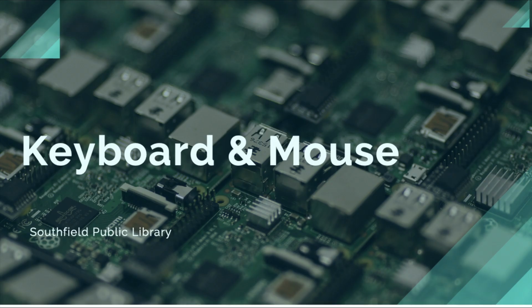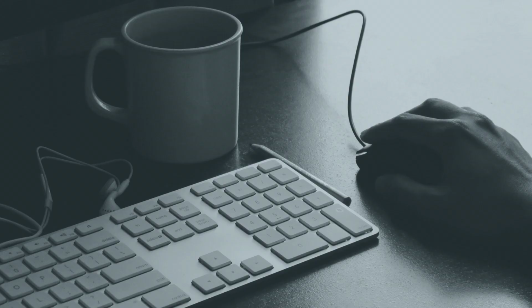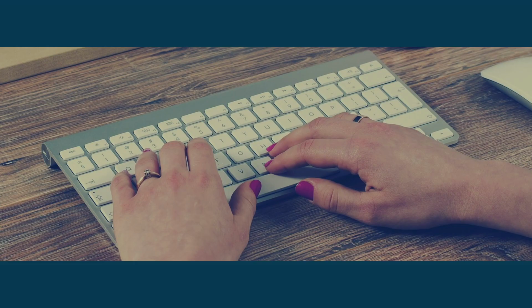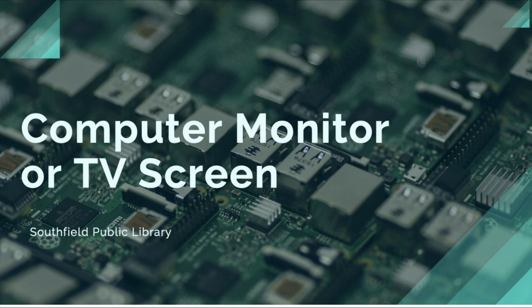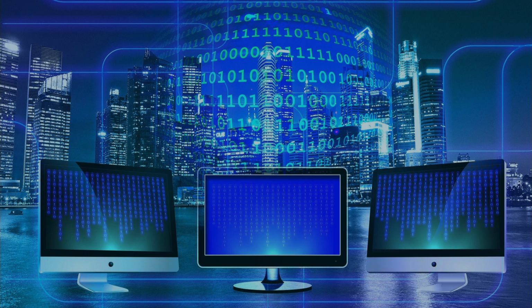Keyboard and mouse. In order to initially set up a Raspberry Pi, you'll need a USB keyboard and a USB mouse. Once you've completed your setup, you can use Bluetooth devices instead. Computer screen or TV. In order to view the desktop, you need some type of screen. It can be a computer monitor, and TVs work great too.